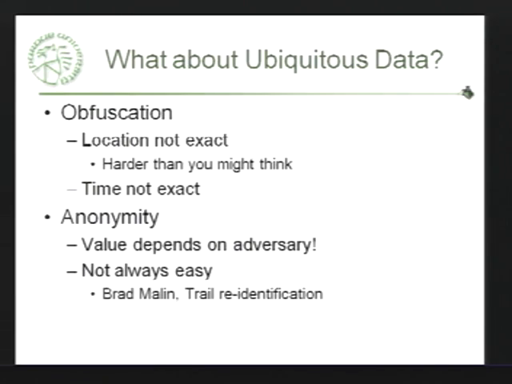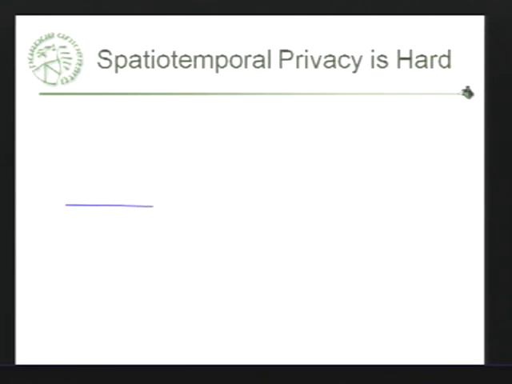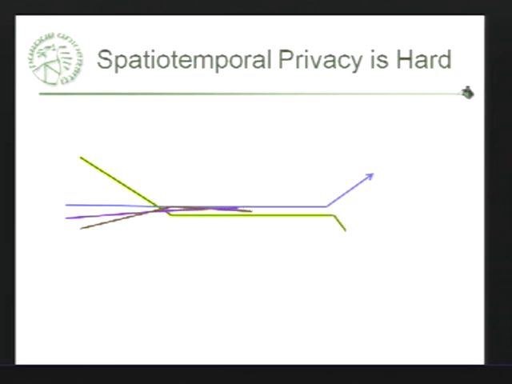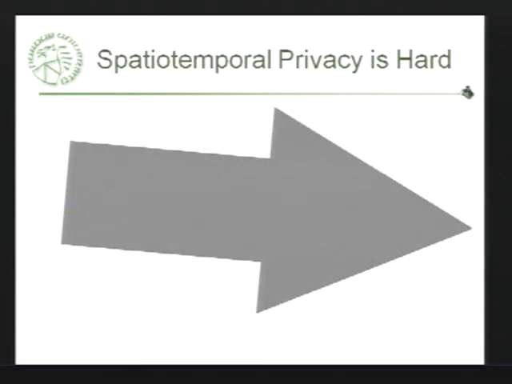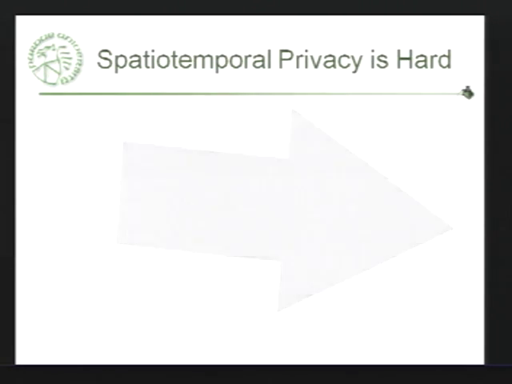It turns out that obfuscating or anonymizing this is a lot harder than you might think. So here's an example. Suppose we have these tracks, and suppose we're going to make this easy. We're just going to release them as a set that we want to anonymize. Well, what might we do? We can say, oh, we're going to k-anonymize them. They all look the same. Well, the problem is, that's probably not going to be very useful data anymore. So are there better things we can do?